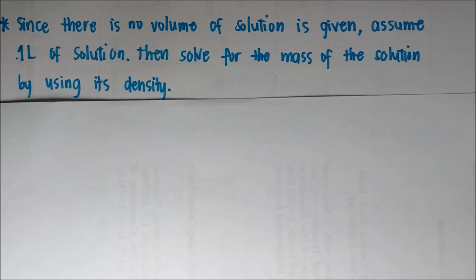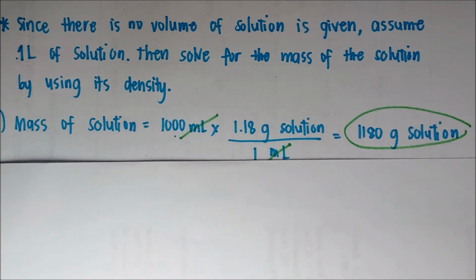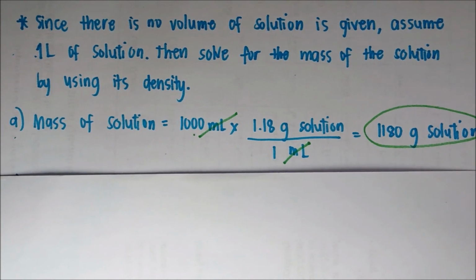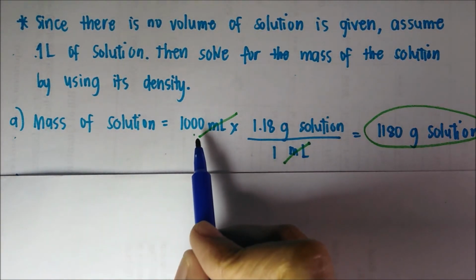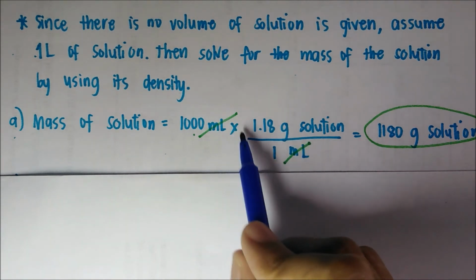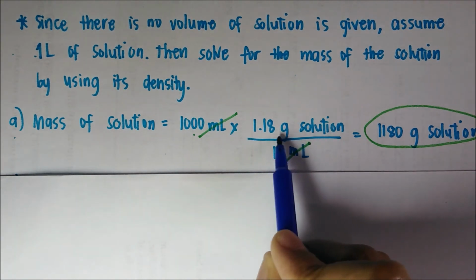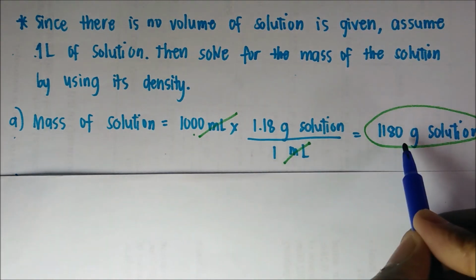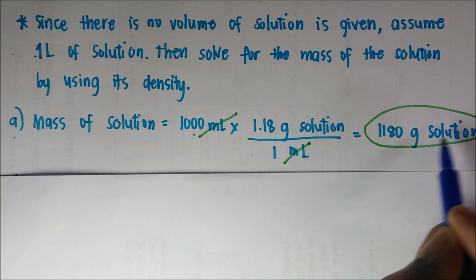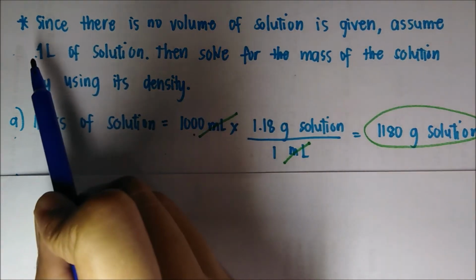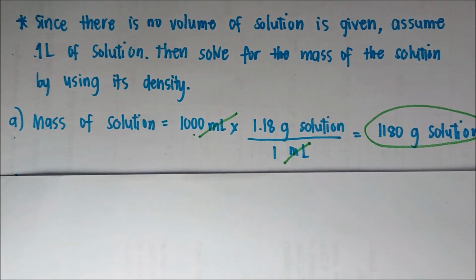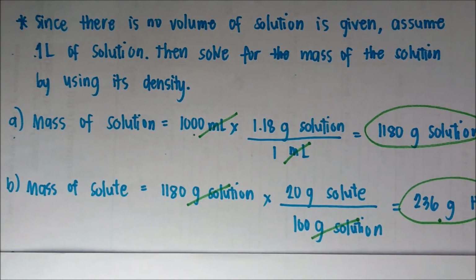Okay, so we solve for the mass of the solution by using the provided density. Okay, so first, we get the mass of the solution. Okay, so mass of solution is 1,000 milliliters per, then you multiply that to your density to get the mass of the solution. So 1,000 milliliters, cancel them out, then you have 1,180 grams solution. Okay, so yung 1 liter natin, ginawa na natin siyang 1,000 milliliters dito instead of doing the conversion.